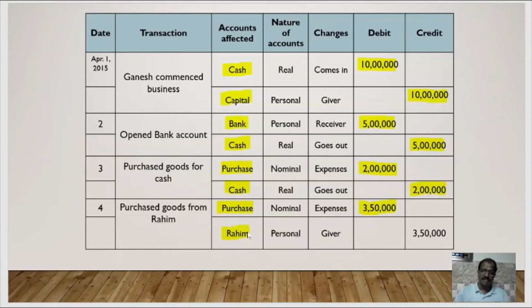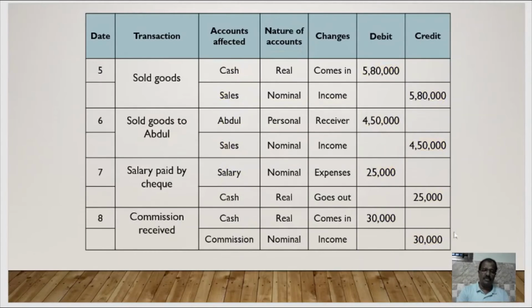He is the credit supplier for me. He is the giver. So as per the personal account, giver should be credited. So this is how I had given the journal entry for all the 4 transactions. Now let us get into the rest of the transactions a little faster.